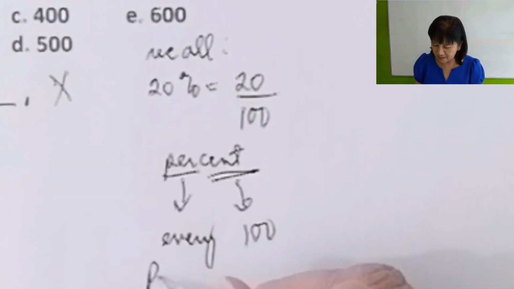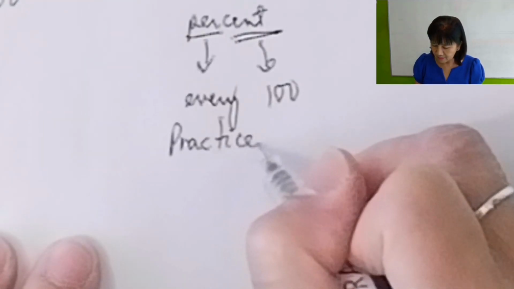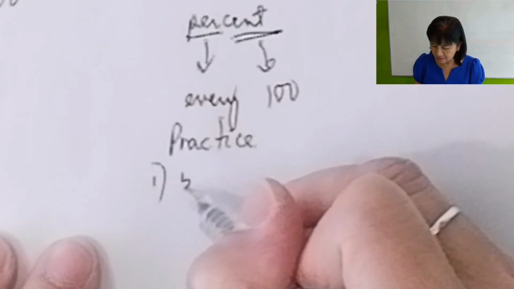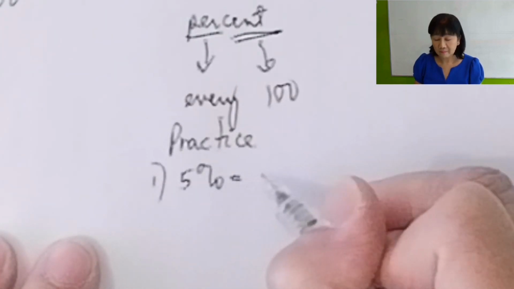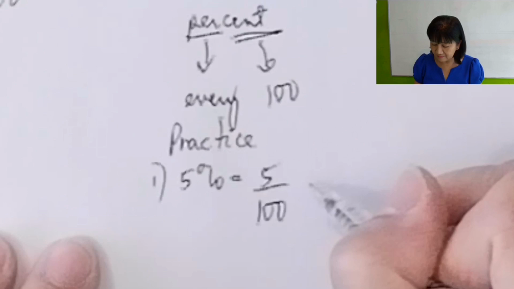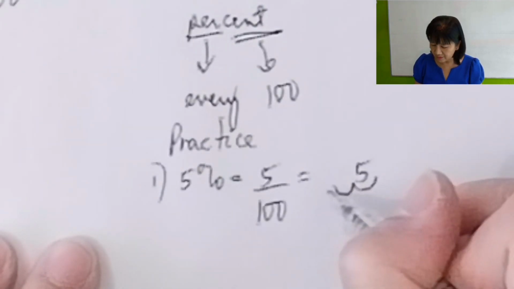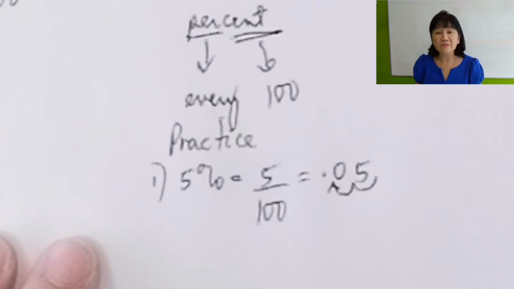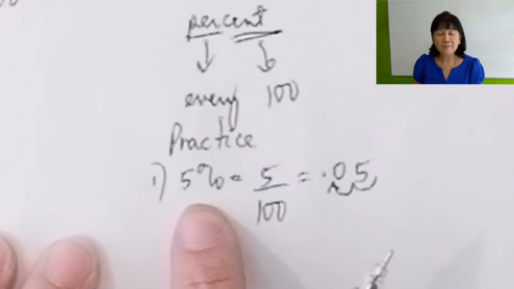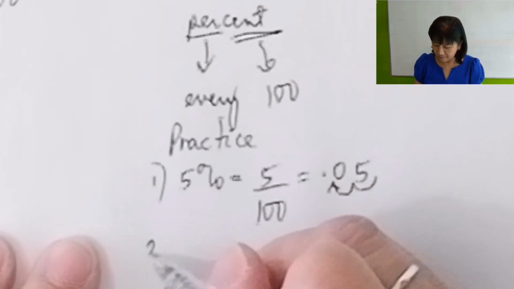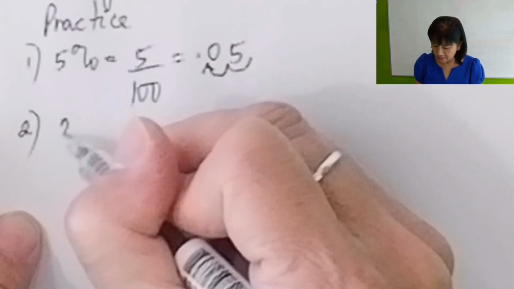Okay, let's have practice. What is, let's say, 5%? 5 for every 100. Or 5, move the decimal point 2 places to the left, 0.05. In case the problem is different, they are asking you, for example, to rewrite 5% as a decimal. What about, let's say, 23%?